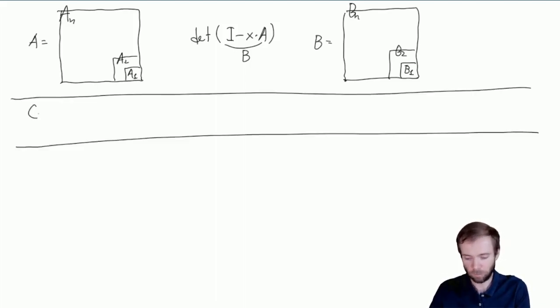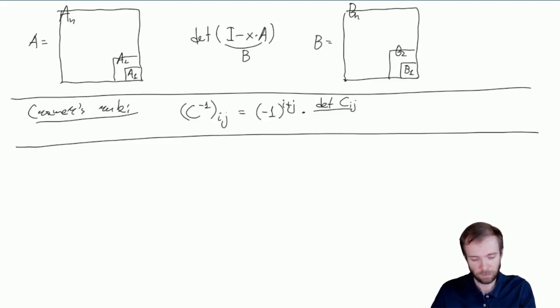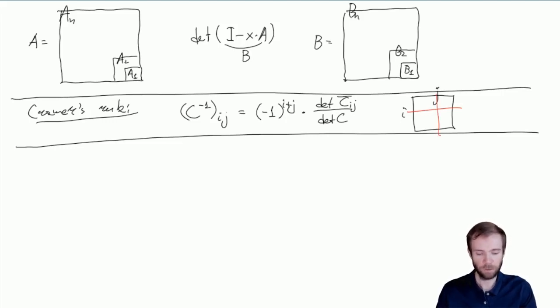Now let's recall Cramer's rule: whenever we have a square matrix C, the element of the inverse at position i, j is equal to (-1) to the power of i plus j times the ratio of determinants, the determinant of C_ij bar divided by the determinant of C, where the determinant of C_ij bar is the determinant of the matrix obtained from C by striking out the ith row and the jth column. So this is the determinant of an n-1 by n-1 matrix. Each element of the inverse of C for any matrix C can be computed in this way.